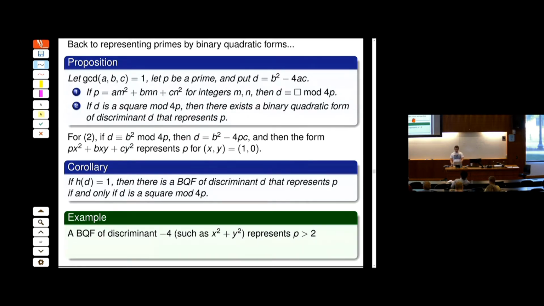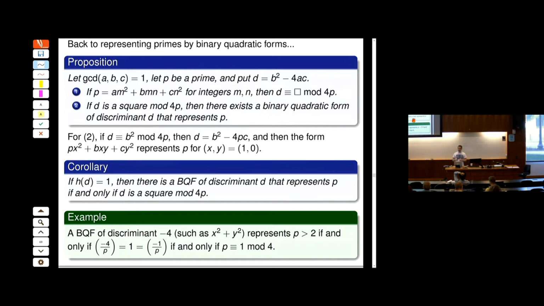Okay? So what that means, for instance, when you have a binary quadratic form of discriminant minus 4, is that it represents p if and only if minus 4 is a square mod p, for odd primes. So if minus 4 is a square, so if minus 1 is a square mod p, which only happens when p is 1 mod 4. So we got back the condition that we knew from Fermat.